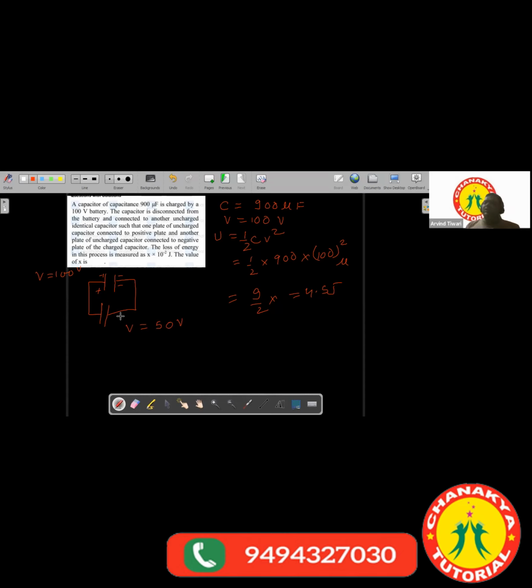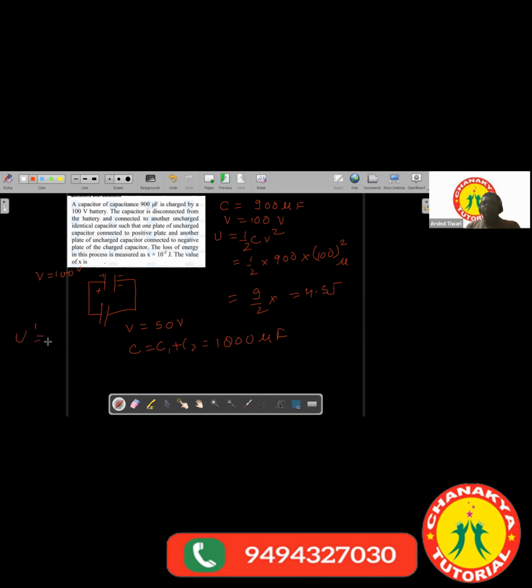So now they have a common potential of 50 volt. What should be the new capacitance here? What combination shall we look for? Are they connected in series or are they connected in parallel? The capacitors here are connected in parallel. You can find out their new equivalent capacitance will be equal to C1 plus C2. That makes 900 plus 900, 1800 microfarad. This is the new capacitance, and hence we can find out the new energy.